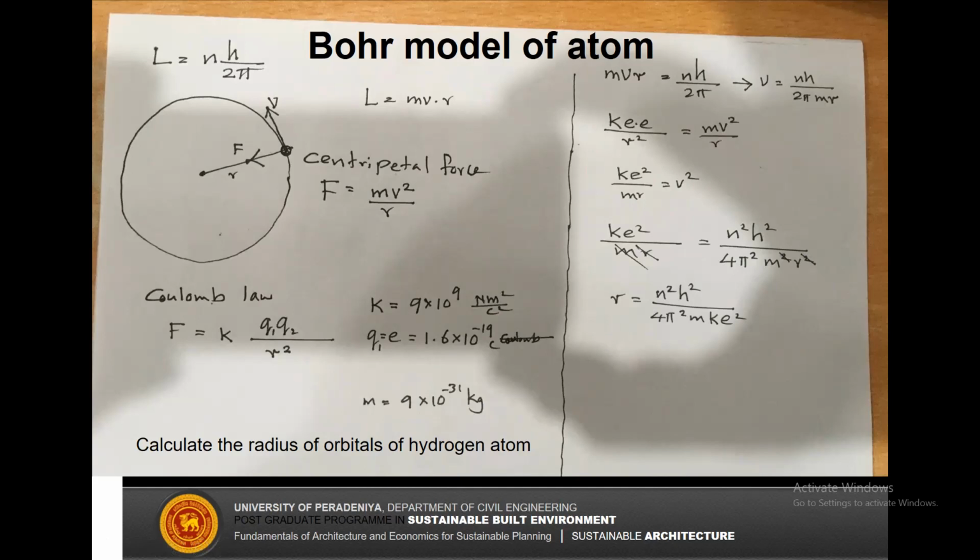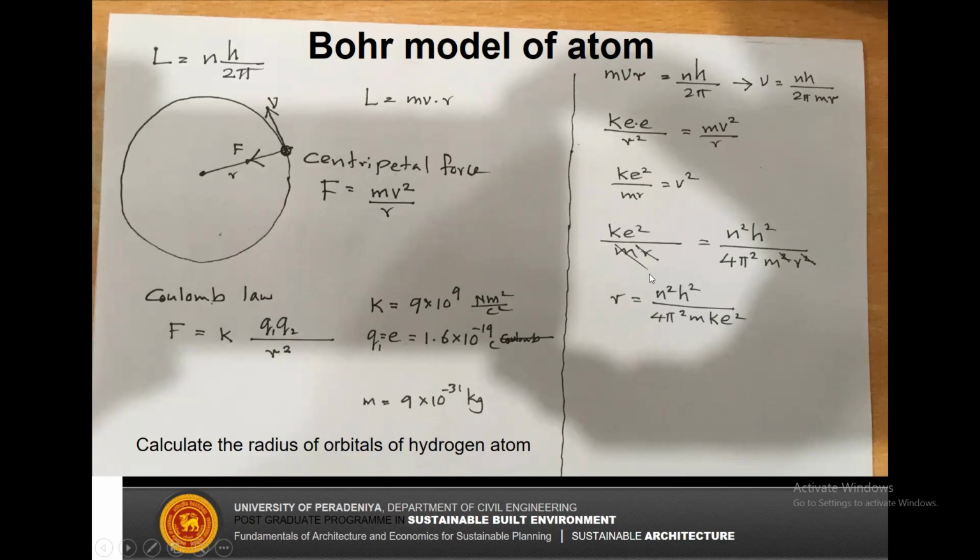And if you take r out of this and put k squared downstairs, r becomes n squared h squared divided by 4 pi squared m k e squared. So that is the radius of the hydrogen atom. So you can plug in these numbers here. That's what we were used to do in the university, and calculate the r.